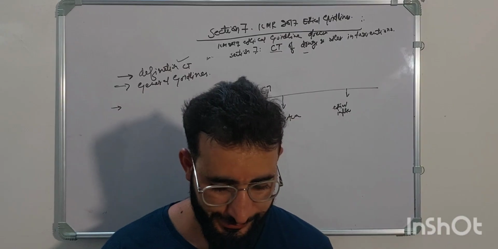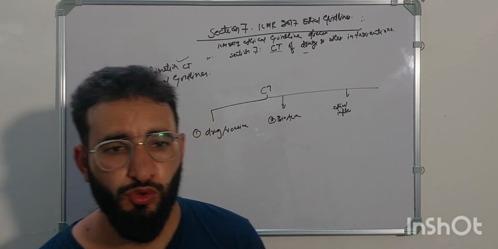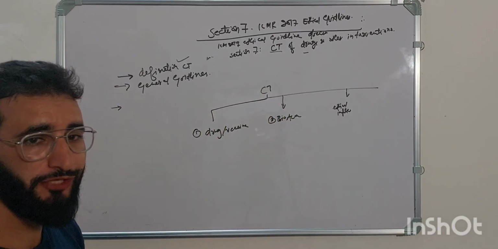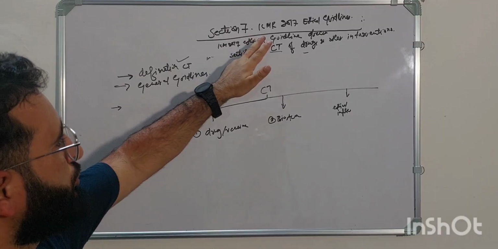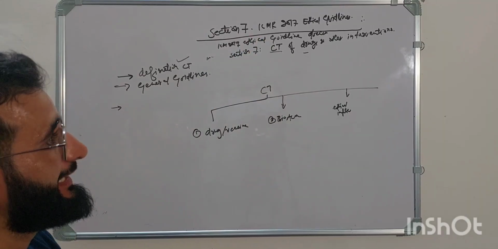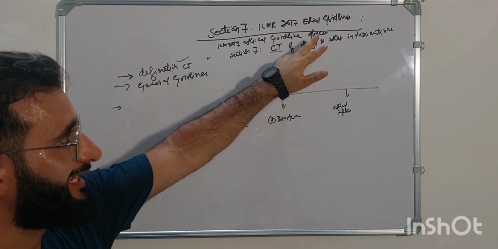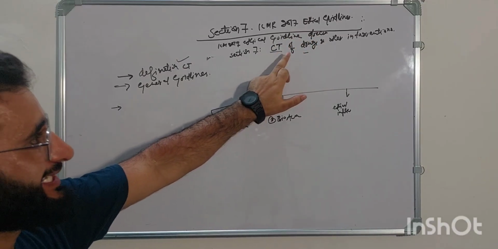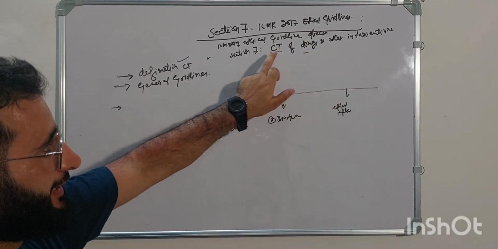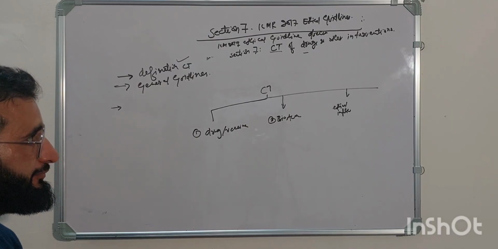Hello dear students. In this video lecture I'm going to explain section 7 of the ICMR 2017 ethical guidelines, which is clinical trials of drugs and other interventions. Clinical trial, I'm writing CT in the short form.